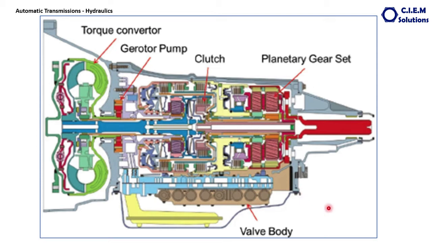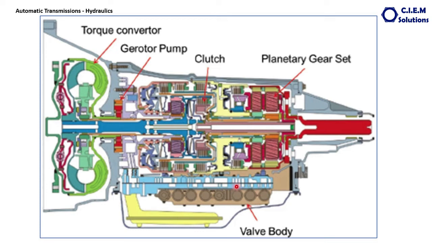And the area we are focusing on in this video is the valve body. This valve body is fitted to the transmission housing either at the bottom, at the top, or on the sides. The function of the valve body is to act as the brain of the transmission, because it takes the signal from the engine, continuously monitoring the load on the engine, and also takes the signal from the wheels, monitoring whether the load on the wheels is less or more, and accordingly changes the gears.